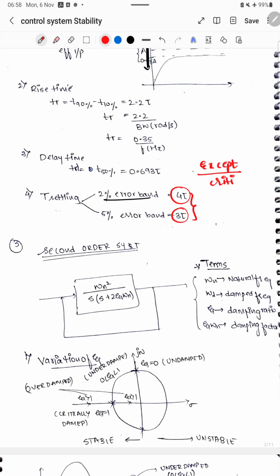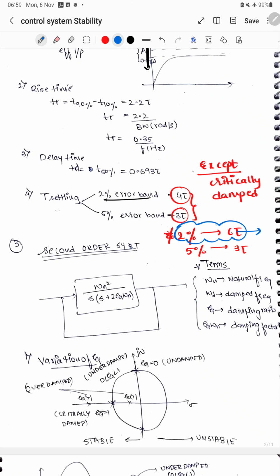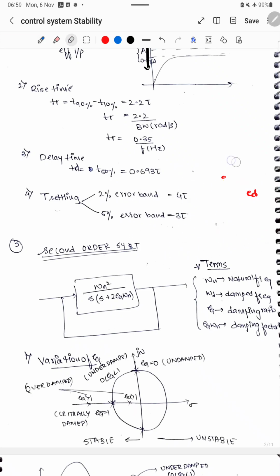critically damped system. For critically damped system, 2% error band, it will be 6 tau, and 5% error band, it is going to be 3 tau. Okay, so we need to take care. For critically damped system, 2% is 6 tau and 5% is 3 tau. For rest all systems, 2% is 4 tau and 5% error band is 3 tau.